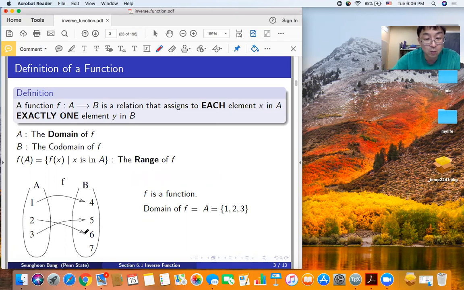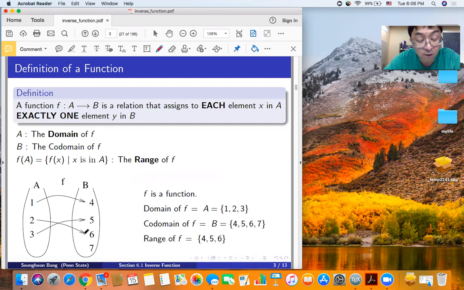A is the domain. What's the codomain? Okay, 4 through 6. It's good, but the answer is wrong. So what is the exact codomain? You wrote 4 through 6, which is the range. Yes, 4 through 7 is correct. So the codomain is 4 through 7, and the range is, you're right, 4 through 6: 4, 5, 6, exactly the assigned numbers.